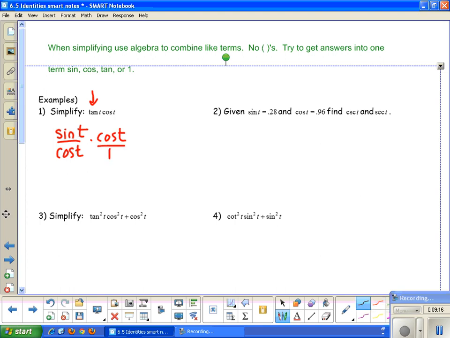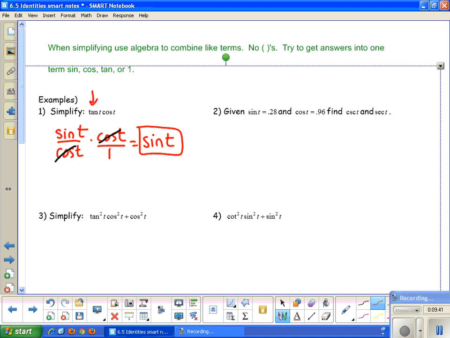Just to show you that, since it's multiplied, you can cross out your cosine t's. So really this would be equal to the sine of t. That would be my simplified answer, because now instead of having tangent times cosine, we have the sine of t. The reason we do this is because later on when you get into calculus, it's really helpful to know how to change something to make the problem a little bit easier.